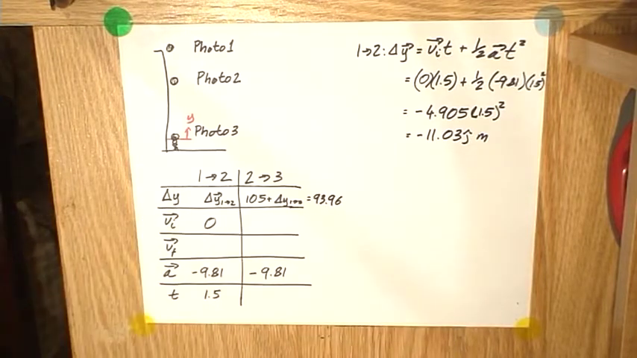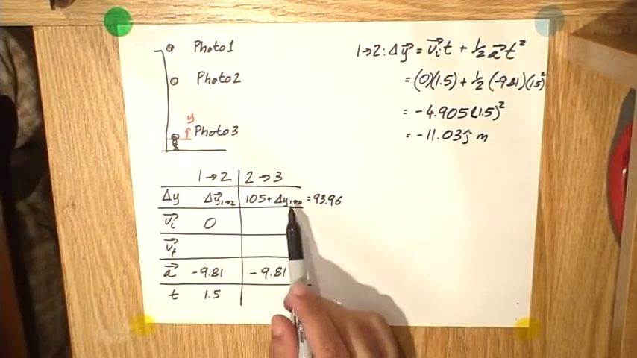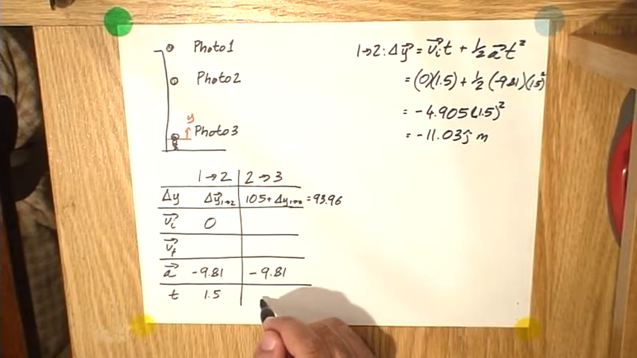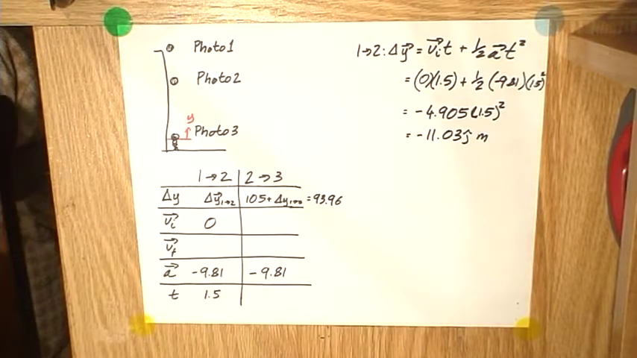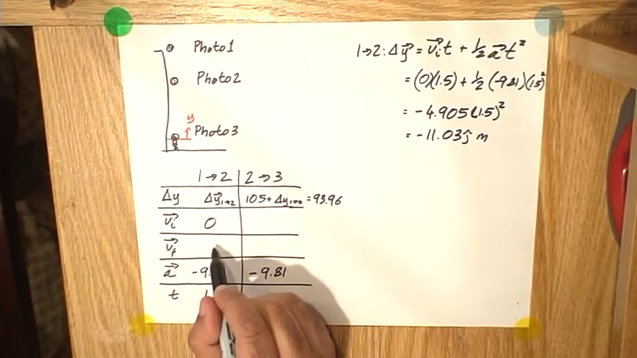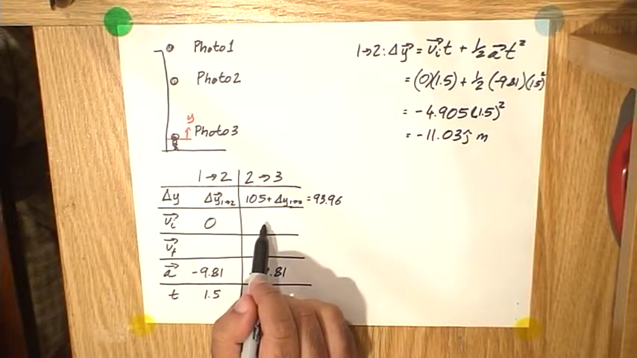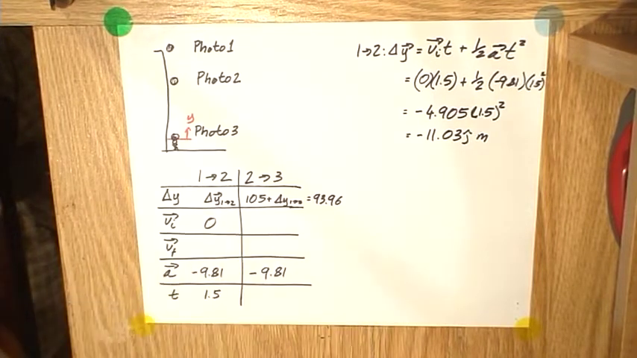Now the problem that we run into here is that we still don't have enough information to find out the time for phase 2. So what do? The answer is we have to find out the final velocity of the first phase, 1 to 2, and make that the initial velocity of 2 to 3. Let's go ahead and do that.